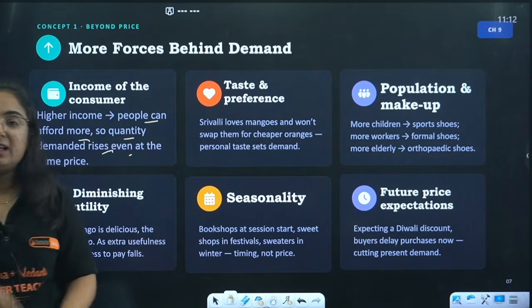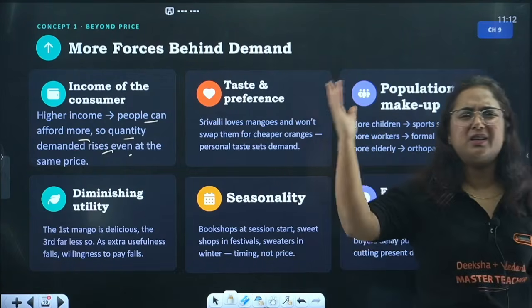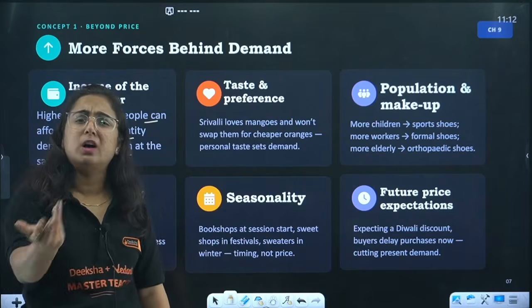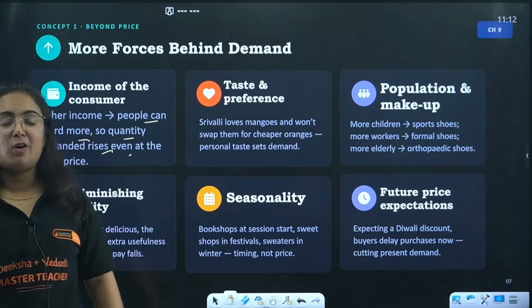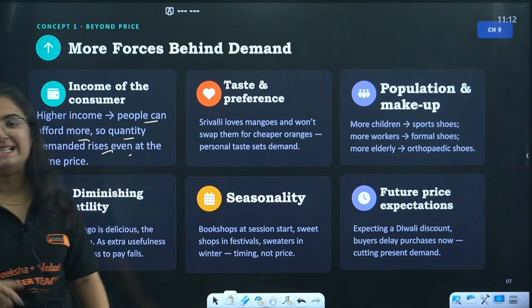Obviously, you were ready to buy a mango for 500. Now you will think, nahi bhai, I have eaten a lot. Let's not buy it for 500. It's not worth it because now you have already tasted it, and the utility is diminishing, or the utility is decreasing.